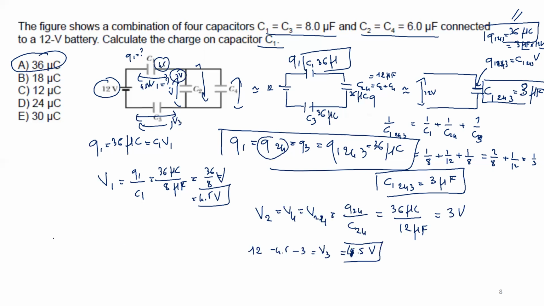Well, simple. I say that Q3, which is 36 microcoulomb, is just C3 multiplied by V3. So that means V3 is 36 microcoulomb divided by C3. What is C3 here? 8 microfarad. And you get 4.5 volt. Okay, which makes sense, which confirms what I said.